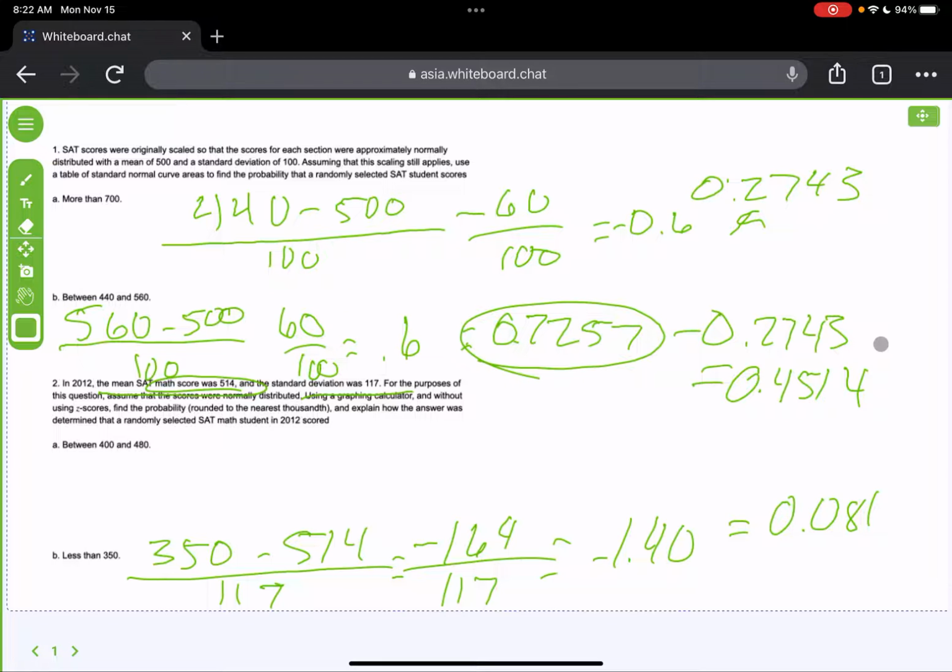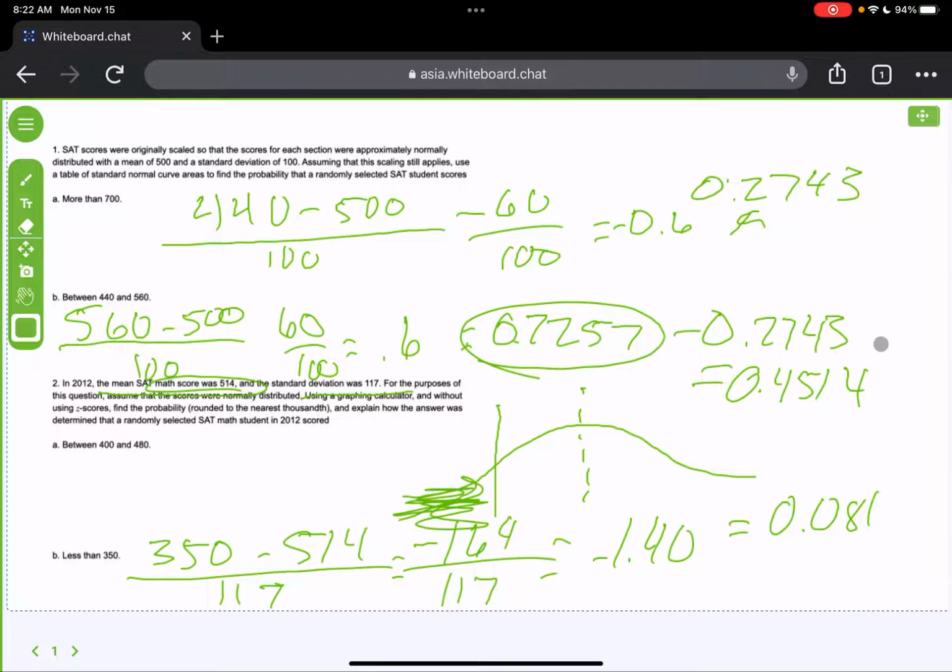Now let's think about that. If we think about that in our graph, okay, this is the mean. Negative 1.4 is going to be way down here, right? Almost to negative 2. So we only have about 8% down here. And that's what that's saying. Everything to the left of that's only about 8% of your total values. Right?